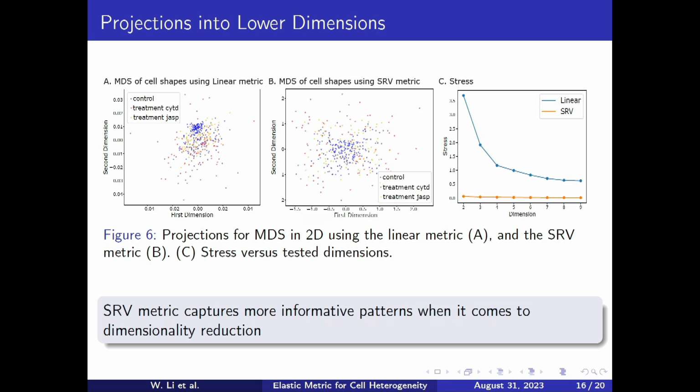So in figure C, we observe that the SRV always achieves a better stress statistic than the linear metric for all the dimensions tested. And we note that in order to produce figure A and figure B, we chose dimension 2. And we can see that in figure C, in dimension 2, the SRV stress statistic is significantly lower than that of the linear metric. So this analysis shows that the SRV metric captures more informative patterns when it comes to dimensionality reduction.